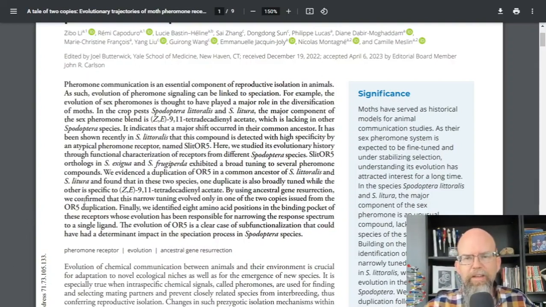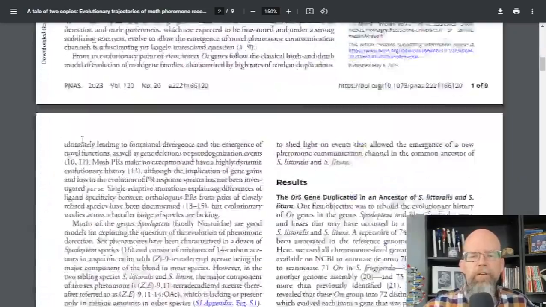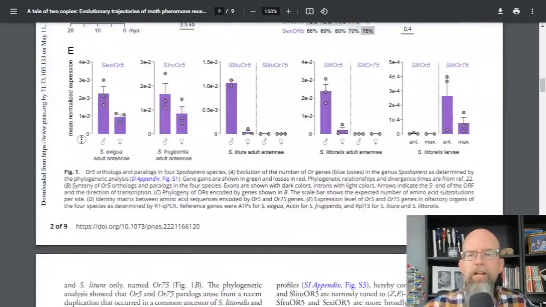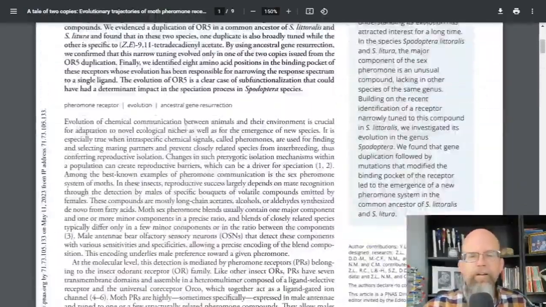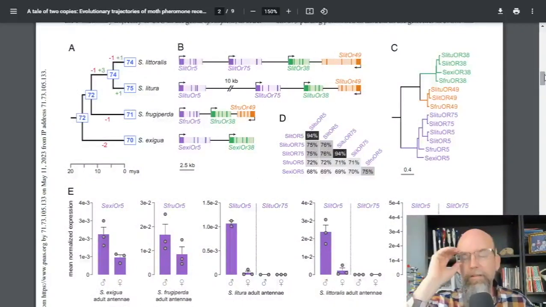All right, so that's the abstract. I'm not going to go through all the details in this paper. We're just going to go down and take a look at the primary figure, and let's spend a little bit of time with this figure. All right, part A over here in the upper left-hand corner.